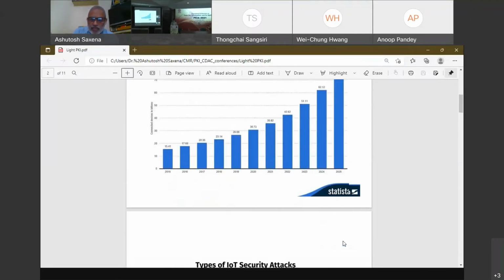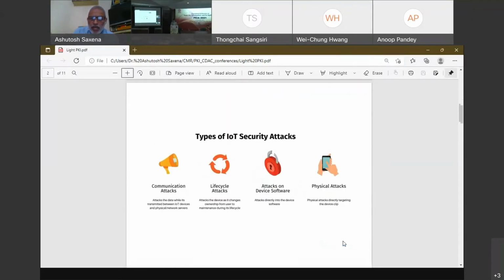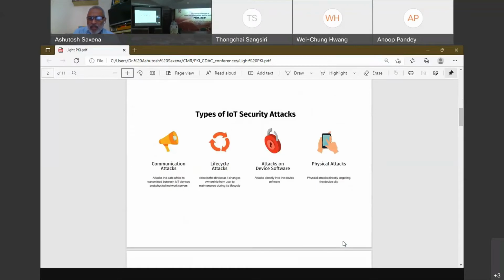And given that scenario, already the people are there who are working almost in parallel to the type of development which is happening, and the negative mind is also working in parallel, where the attacks on IoT security are already being taken into consideration by the attackers, where all such things on the communication, on the life cycle or the device software, as well as on the physical threats are also being taken into account on the type of attacks which can happen.